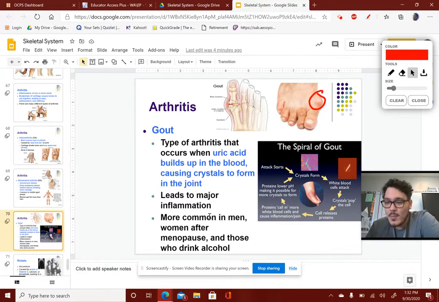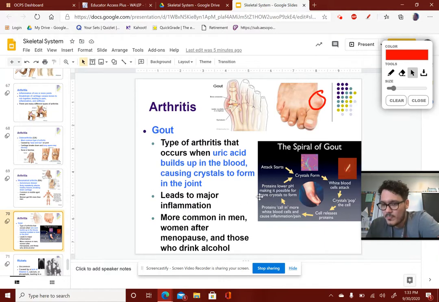It can affect women post-menopause, and the most common reason for gout, this is not always the case, but the most common reason for gout is alcoholics and alcoholism. That's honestly the reason why men are more affected by this, because men tend to be more alcoholics and tend to drink more, generally speaking, as far as statistics are concerned.